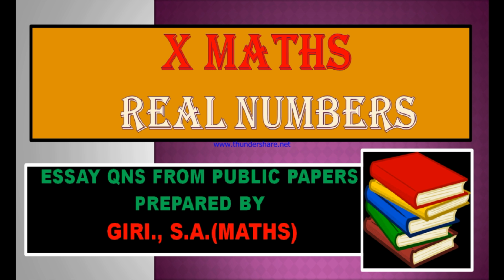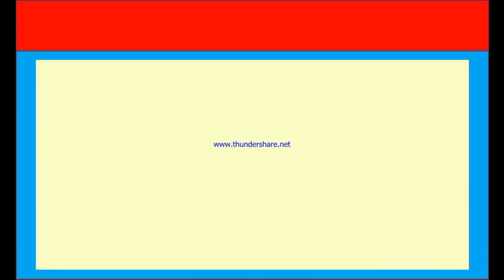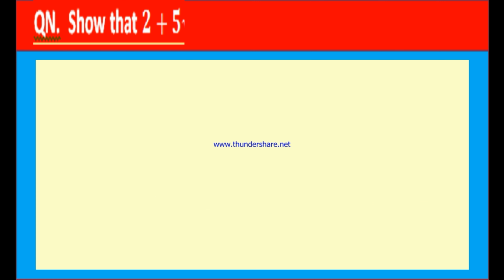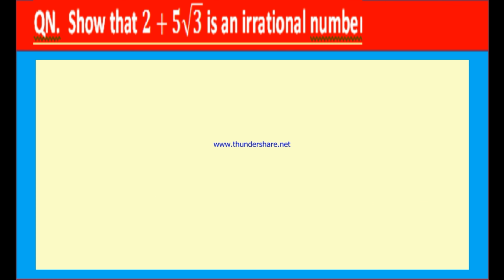Essay questions from board public papers, and the chapter is Real Numbers. Here is the first question. Show that 2 plus 5 root 3 is an irrational number. I shall repeat. Show that 2 plus 5 root 3 is an irrational number. This question appeared in March 2019.